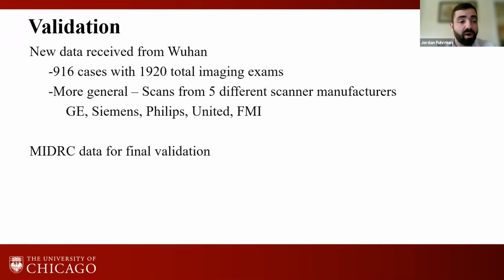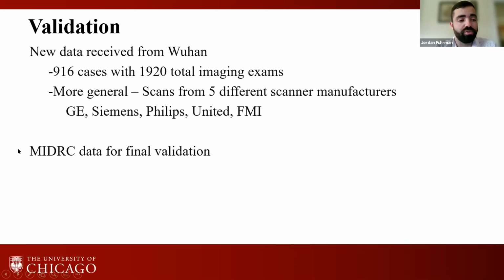Finally, just a quick comment on how we are actually validating our study. We recently received some additional data consisting of 916 cases with a total of 1920 imaging exams from some collaborators in Wuhan who have been a fantastic pleasure to work with. And we also have, from this data set, a much more general set of images. So for example, we have scans here from 5 different scanner manufacturers listed here, whereas the preliminary data set only had scans from GE scanners. Additionally, this data set does have those patients with bad outcomes, as I mentioned before.